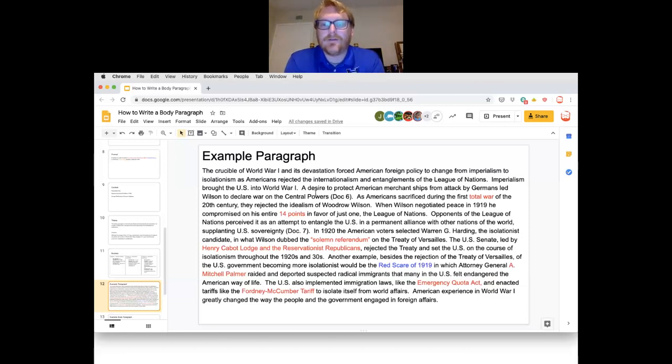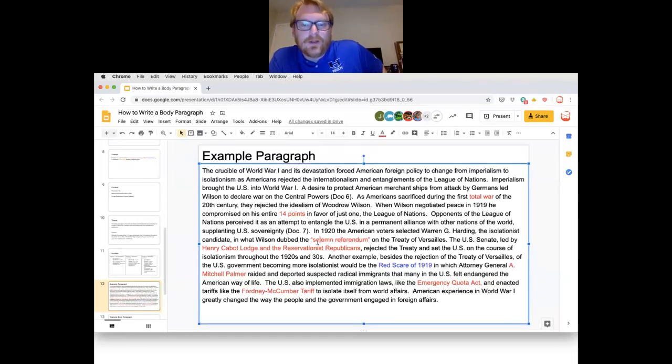And then as Americans sacrificed during the first total war of the 20th century, they rejected the idealism of Woodrow Wilson. Okay, so you can see these little points right here are going to be your historical situation. When Wilson negotiated peace in 1919, he compromised on his entire 14 points in favor of just one, the League of Nations. Opponents of the League of Nations perceived it as an attempt to entangle the U.S. in a permanent alliance with other nations of the world, supplanting U.S. sovereignty. So we have another document there. In 1920, the American voters selected Warren G. Harding, the isolationist candidate, in what Woodrow Wilson dubbed a solemn referendum. In that historical situation, the Treaty of Versailles.